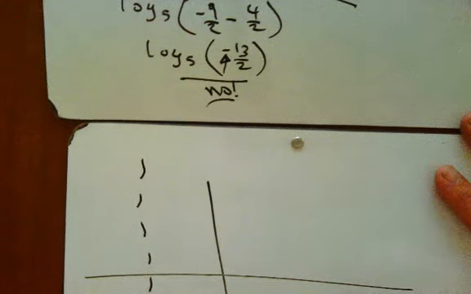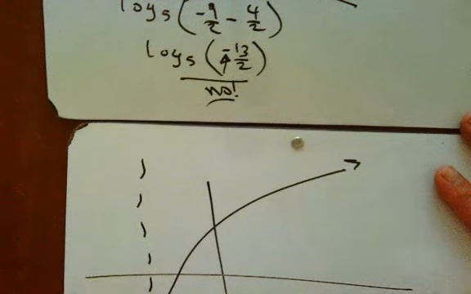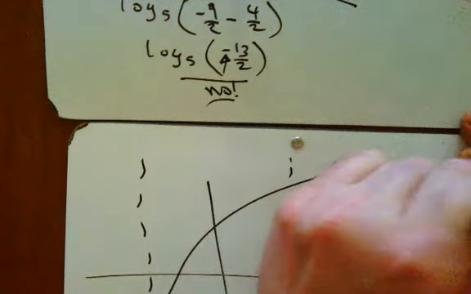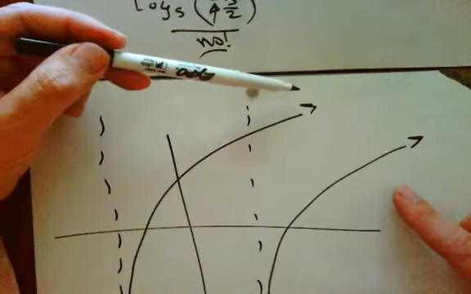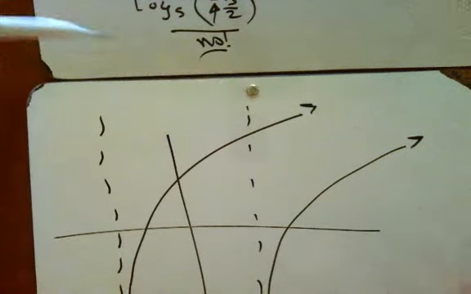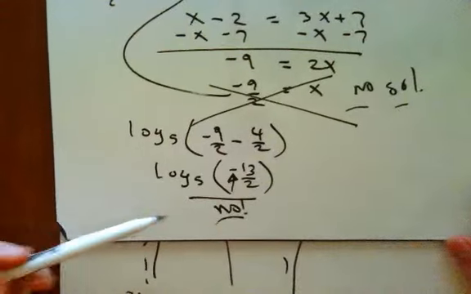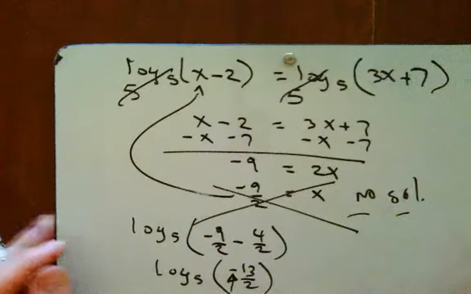Okay? Now, when we think about this, I like to think that graphically this will make sense. One of our equations was log base 5 of 3x plus 7. And so over here at negative 7/3, we'd have a vertical asymptote. And then the other equation was log base 5 of x minus 2, which would look like this.